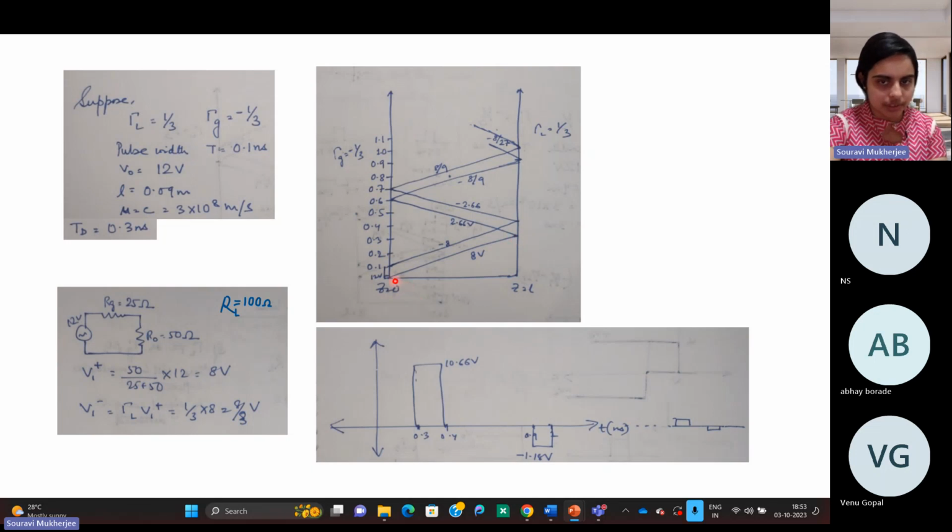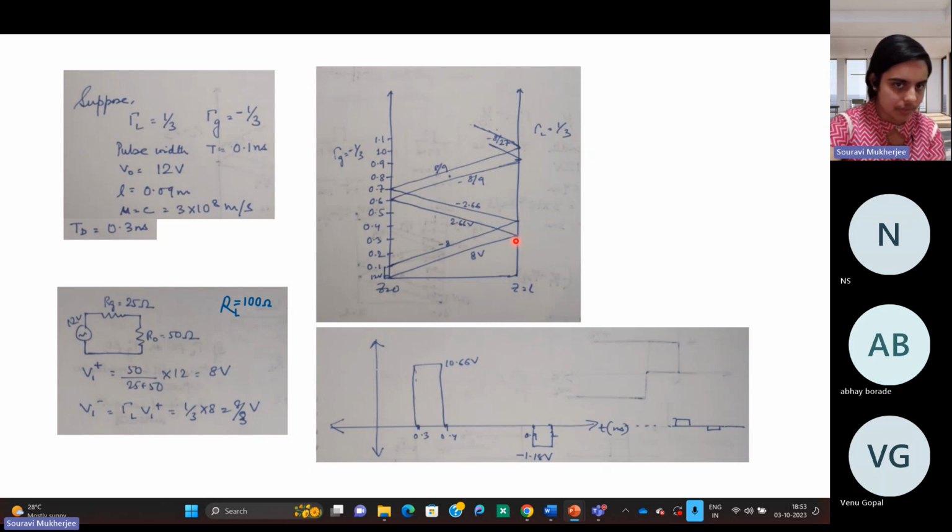It's important to note that it reaches the load at 0.3 seconds because that's the delay. Okay. Now at this point, this is for the starting point here. So the signal that was there at t equal to 0 will reach here in 0.3 seconds, and the voltage will be 8 volt, right? And then a part of it will be reflected, right? And that is given by this V1 minus, and that is given by 8 by 3 volt.